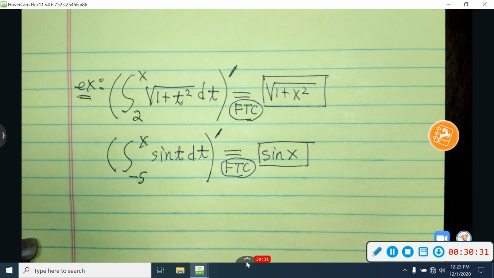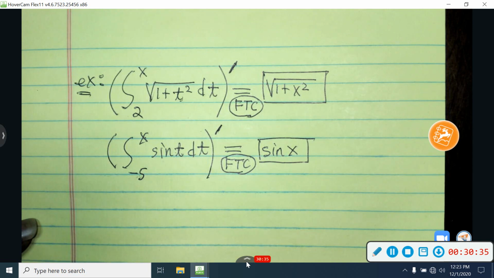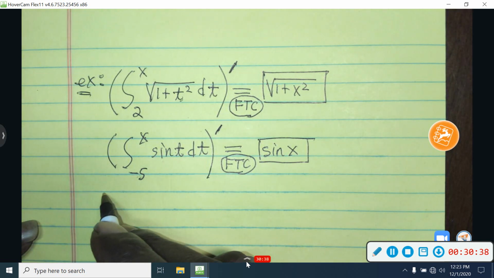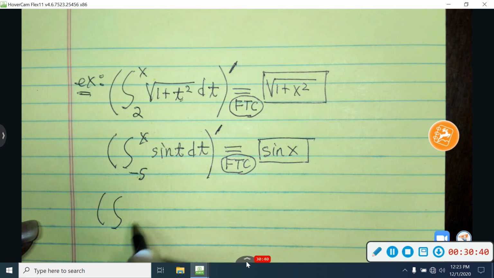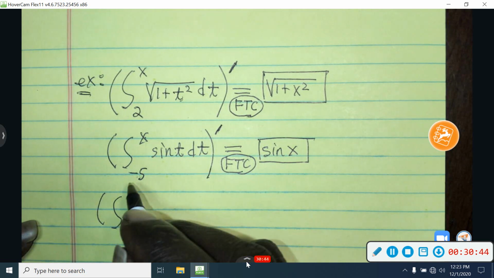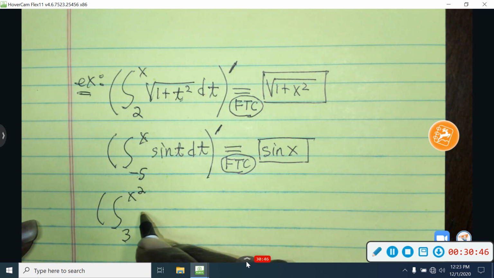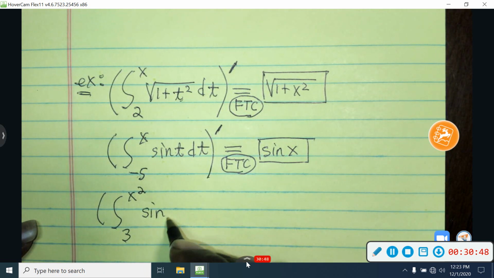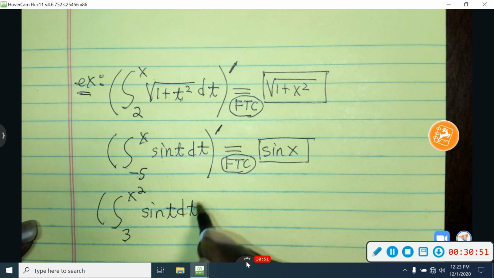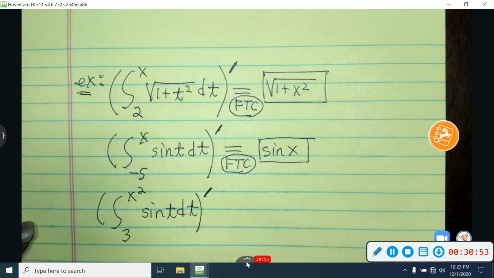Now let's do a trickier one. Okay, those are easy, just using the statement as it stands. How about let's take the derivative of the integral from 3 to x squared, same function, sine of t dt. Let's take the derivative of this function.